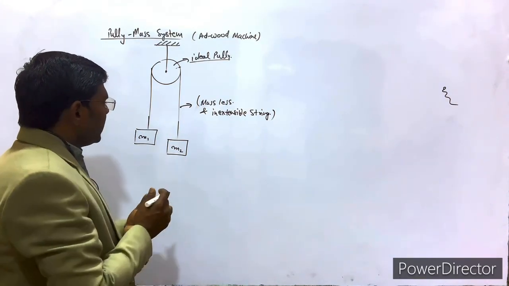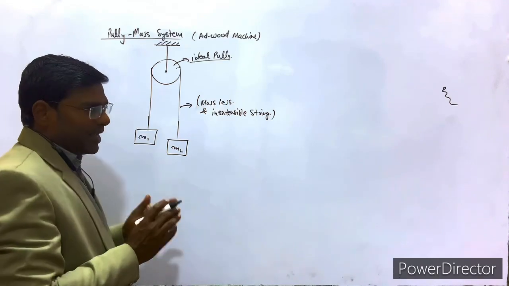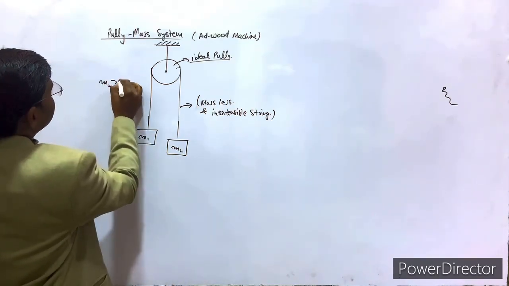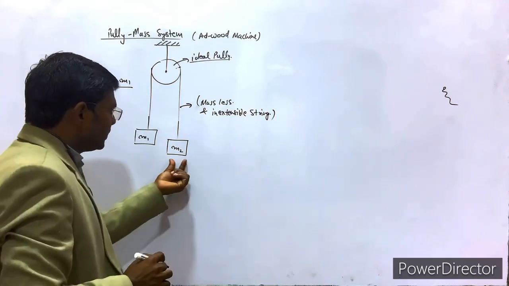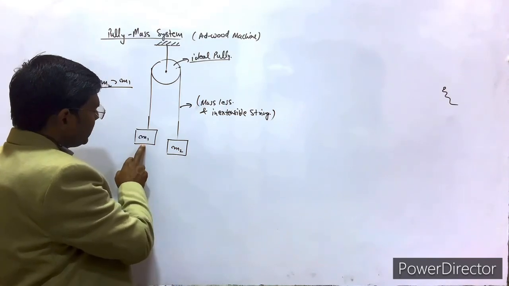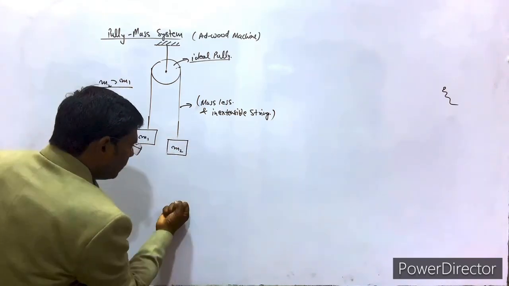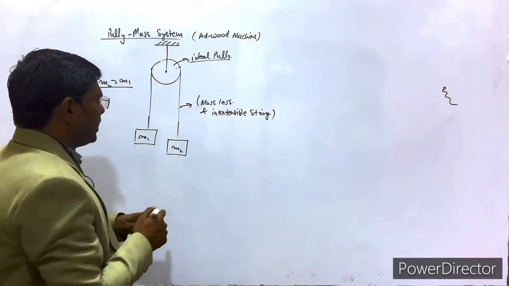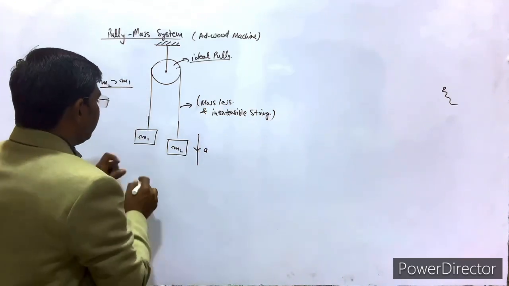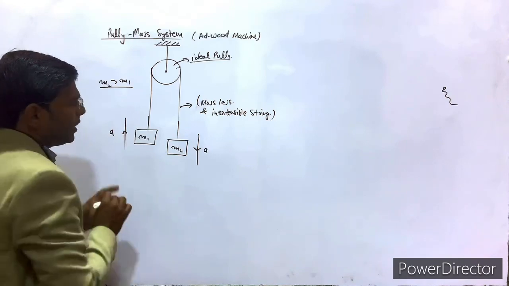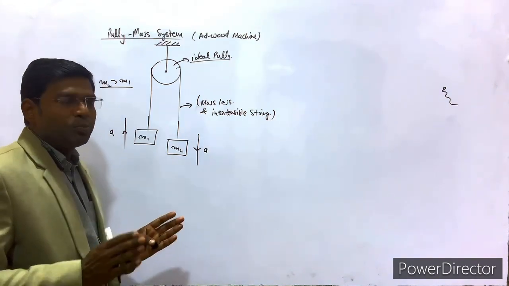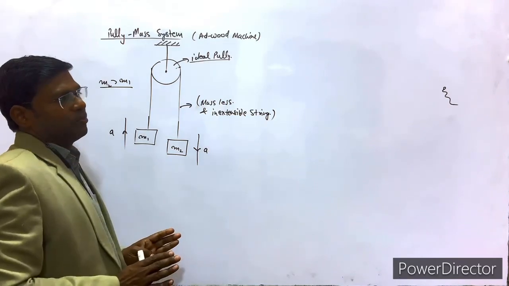Let me explain how to find the acceleration. First of all, I consider that the mass m2 is greater than mass m1. Then m2 will come down and m1 will go up. So I'm assuming that the acceleration of this block is a, in the upward direction. The magnitude of the acceleration for both blocks will be the same.